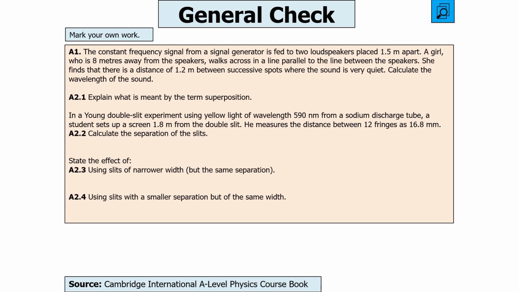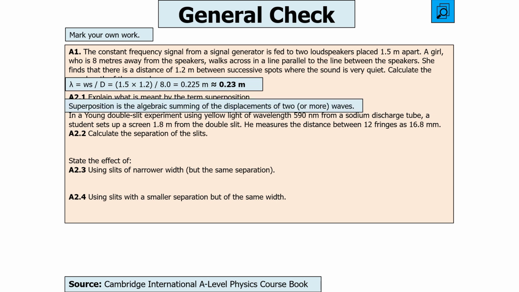Right, in this first question, you've got to use the equation lambda equals WS over D, because we're trying to work out the actual value for the wavelength of the source. You can see that we've got W, which is the separation between the quiet spots. So it's going to be 1.2 times the slit separation, which is 1.5, because that's where the two speakers are, divided by the distance between the speakers and where it's observed, 8 meters, so that you get 0.23 meters.